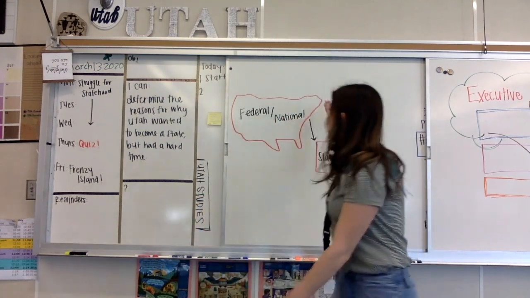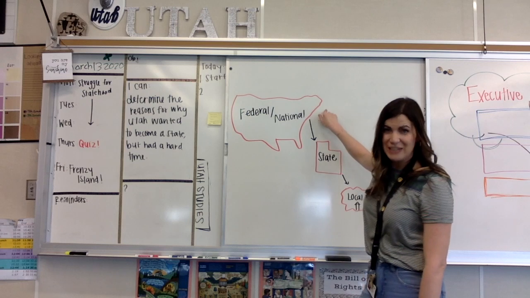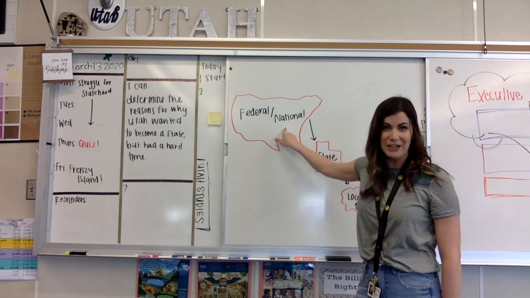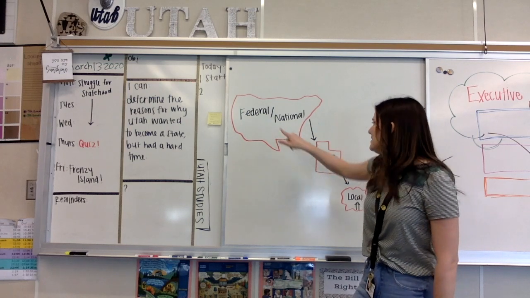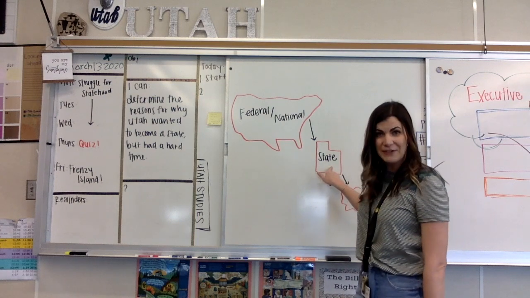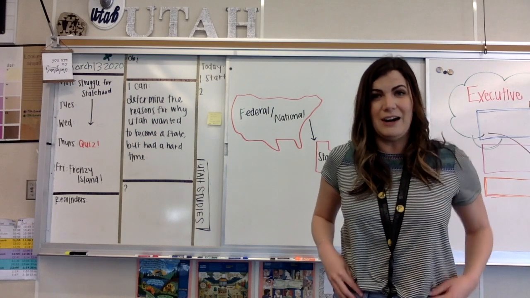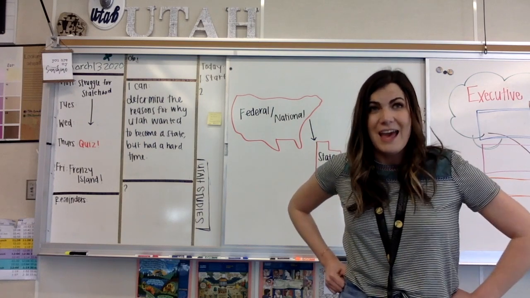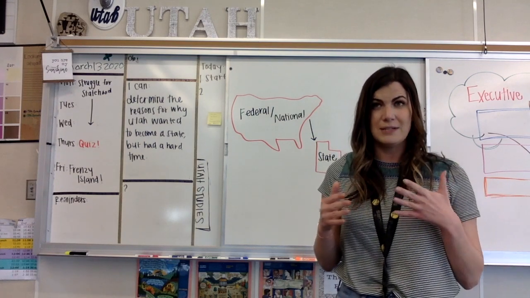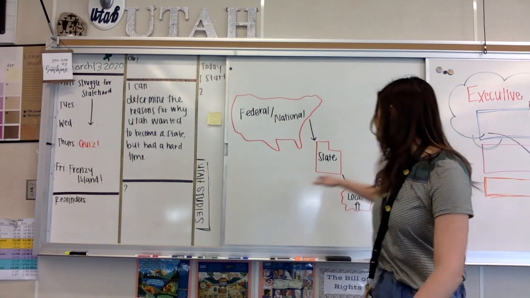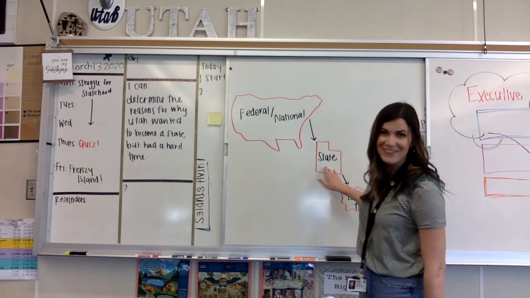So for instance, we have our federal or national government. They are over the entire country. That's who they're in charge of. Then we have our state level of government. They're in charge of just their state. So for Utah, obviously, we have our Utah government, and they're just in charge of taking care of things or making laws for dear little Utah, okay?